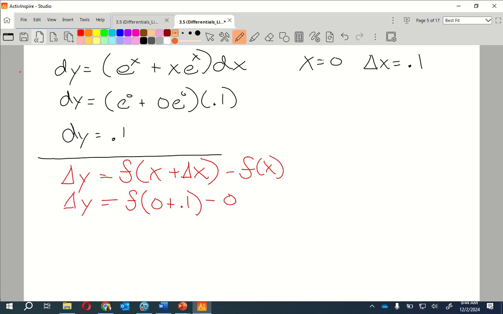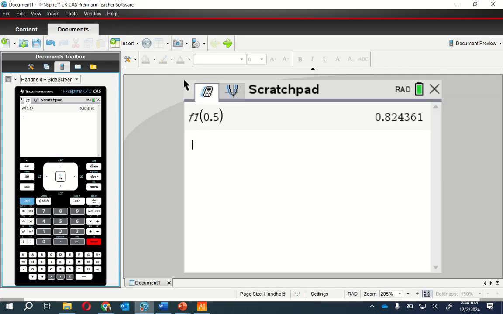And go back to the calculator. And this time I'm plugging in 0.1. Vars, and 0.1. And I get 0.111, right? Because that fourth digit, 5, is going to round it up. 0.111.